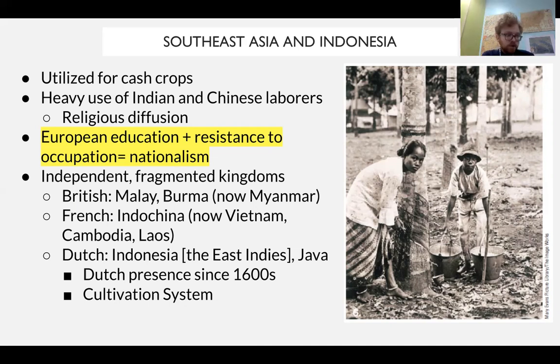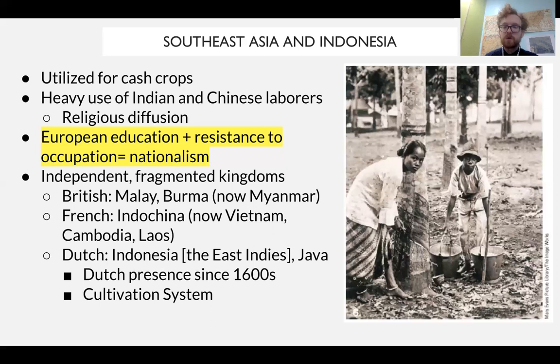Southeast Asia is going to mostly be conquered by the British, the Dutch, and the French. The only country that will remain independent in Southeast Asia is Siam, or modern-day Thailand. So this is a great area for agricultural production, and as such, you need a lot of workers.